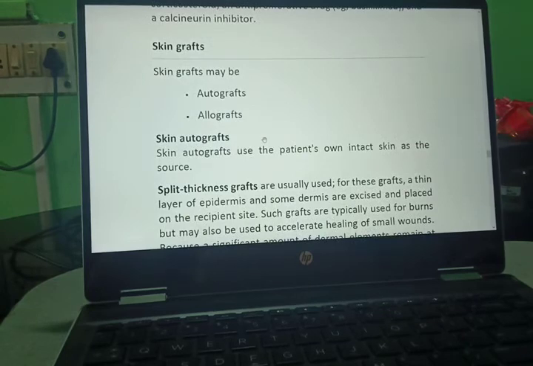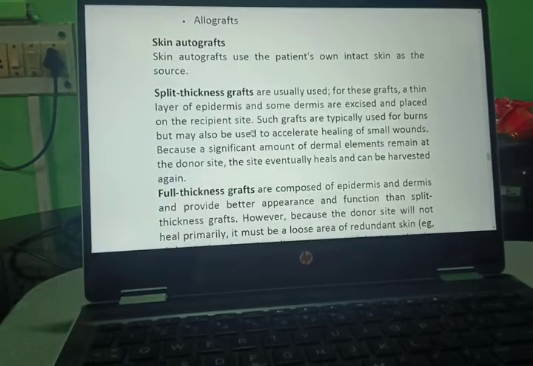Now, skin grafts. Skin grafts may be of two types, autograft and allograft. Skin autograft uses the patient's own intact skin as the source. Split thickness grafts are used. For these grafts, a thin layer of epidermis and some dermis are excised and placed on the recipient site. Such grafts are typically used for burns and may also be used to accelerate healing of some wounds.